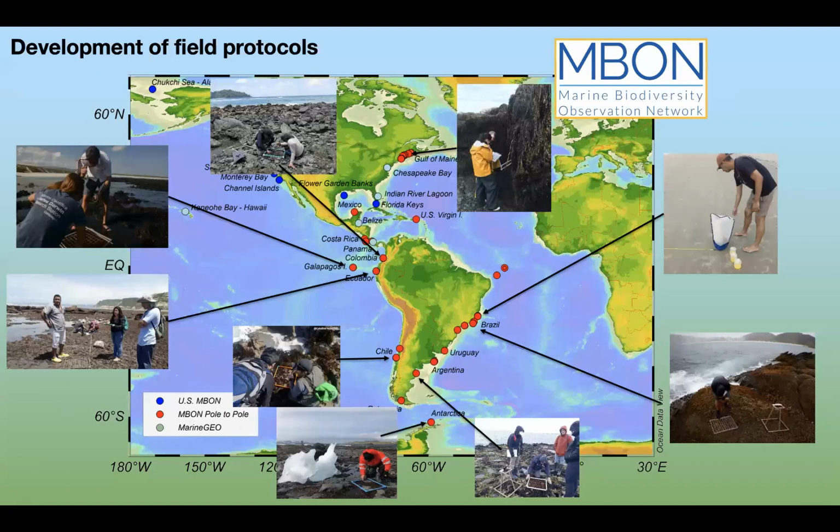The program has developed field data collection protocols for rocky intertidal zones and sandy beaches that are currently applied for biodiversity and community composition surveys at localities highlighted with red dots on this map. In several of these localities, surveys have been conducted repeatedly, and so we're now beginning to get a sense of how these communities have changed, at least over the past few years.